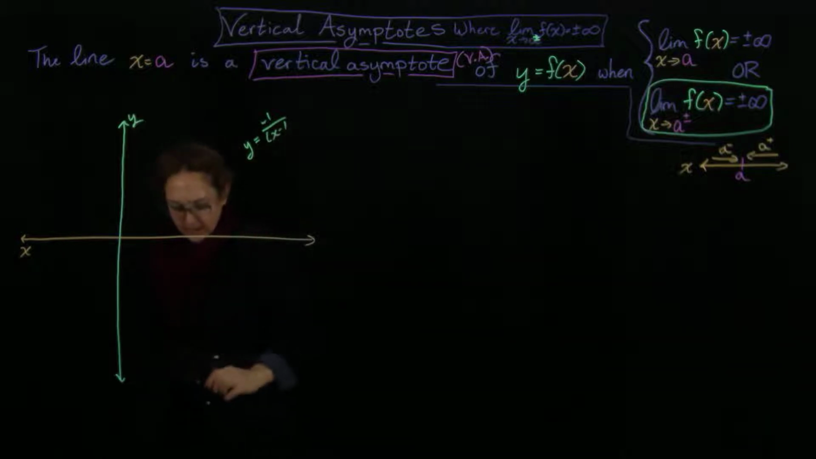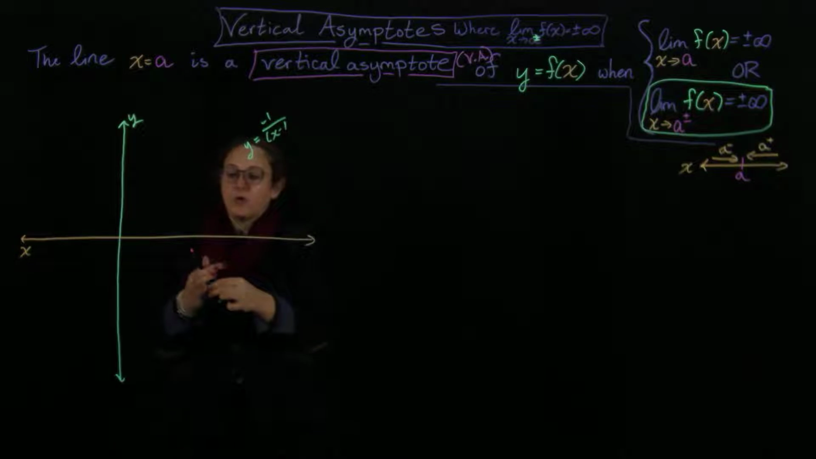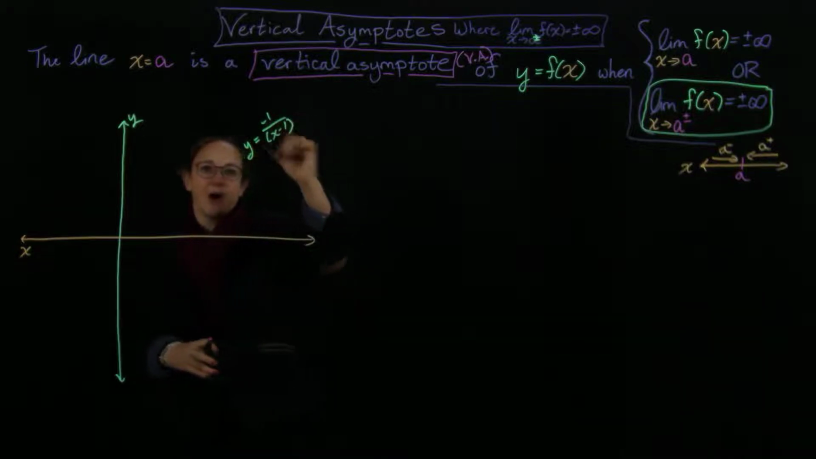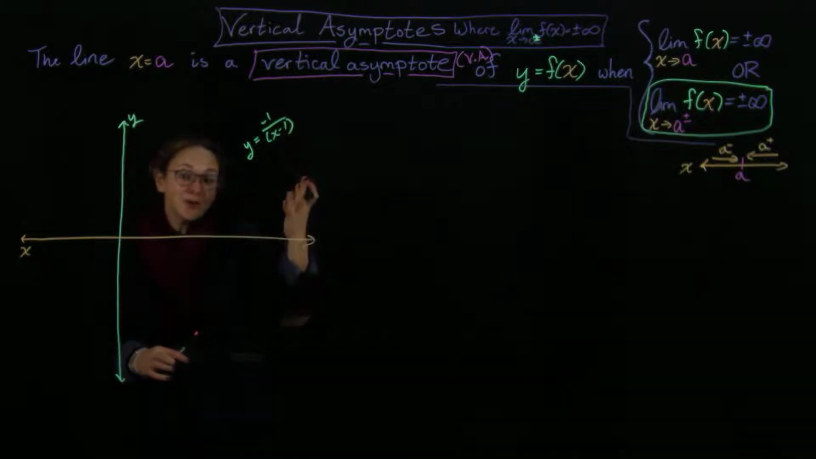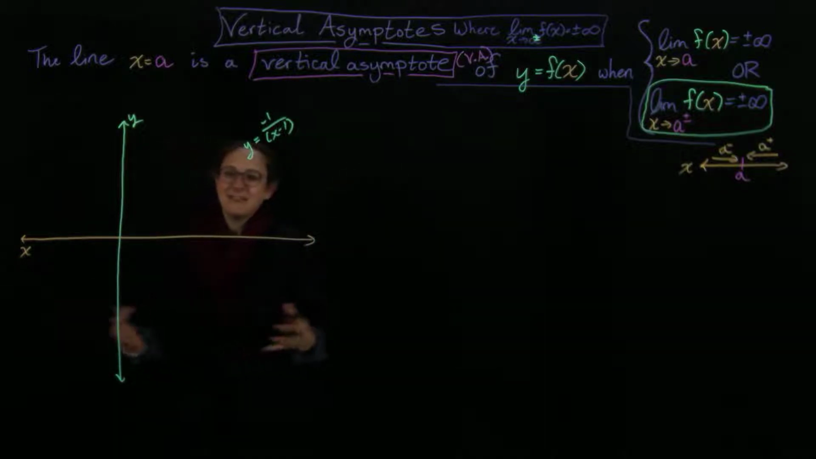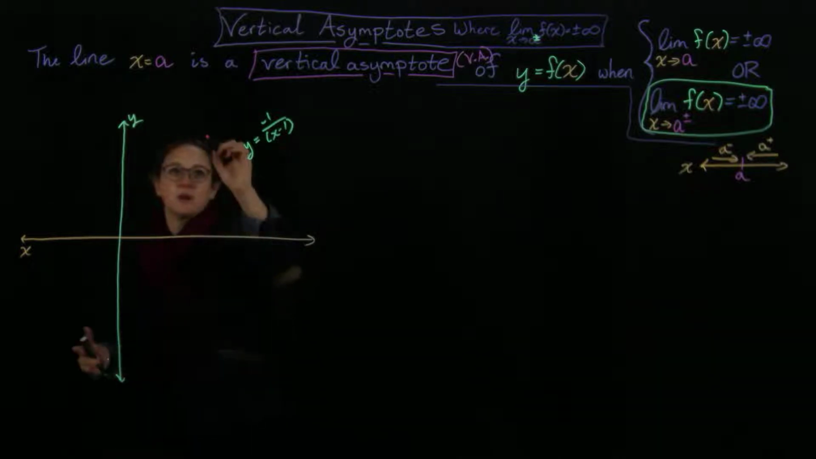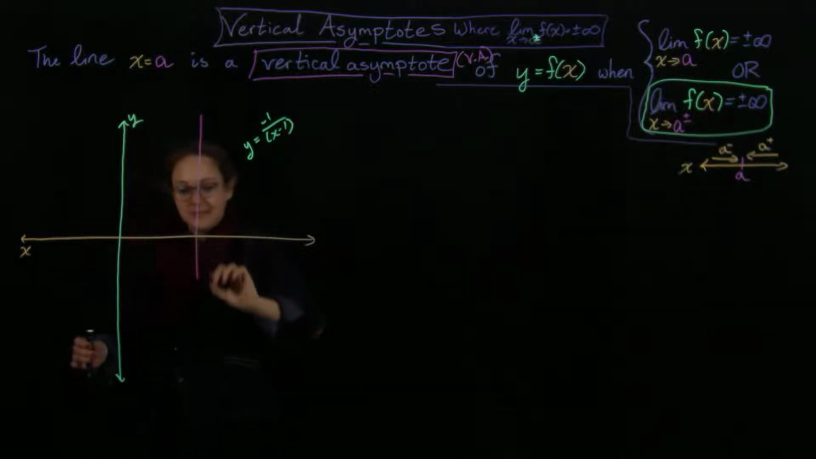If I draw that, you can notice, again, you know where to look for an asymptote because on the bottom, at x equals 1, the bottom's going to 0, which means the top is getting infinitely big. So I know that x equals 1 is the place that I'm going to be focusing in on.